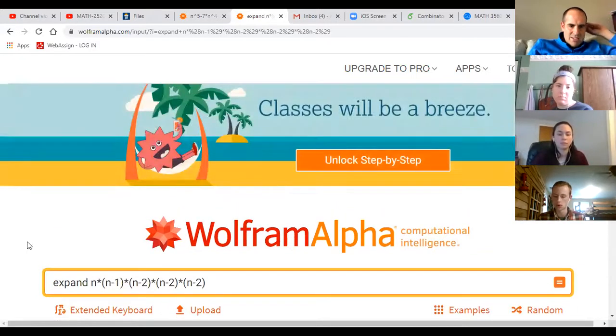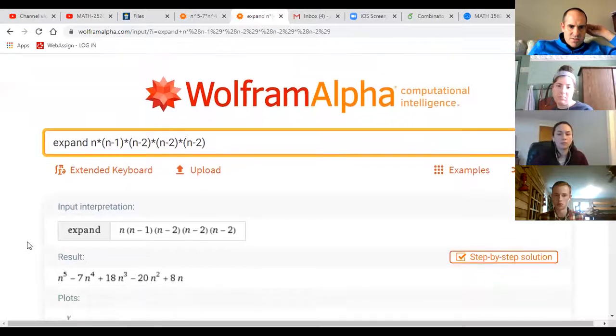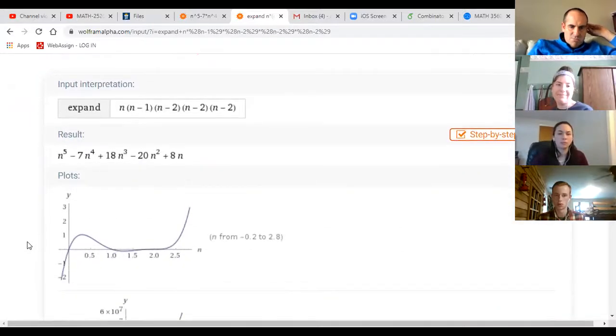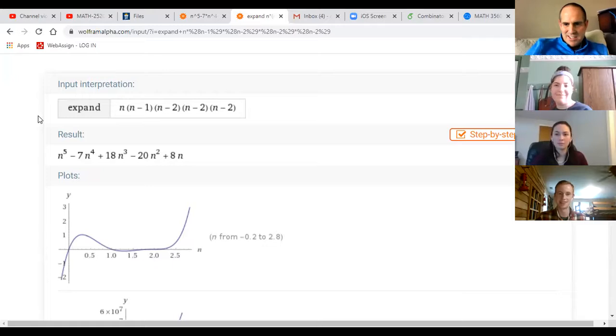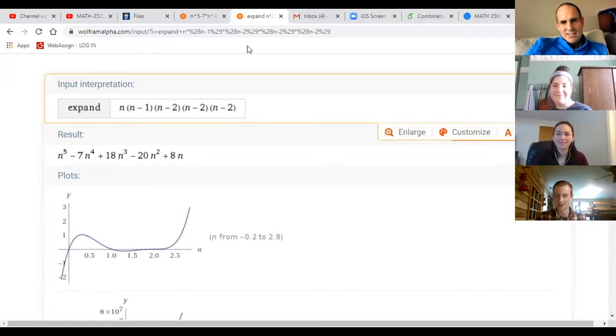If you expand that, let's see what happens. Boom. There it is. Amazing. Has to be right. I think that's pretty cool when it works out like that. The hard way and the easy way. There it is.